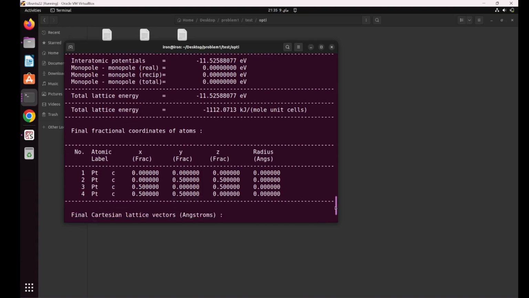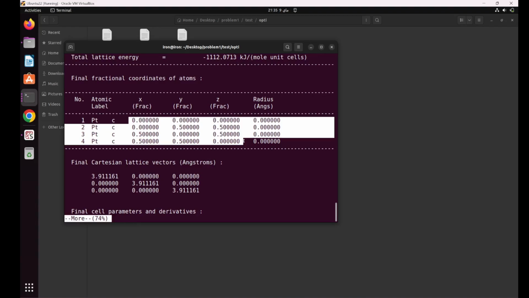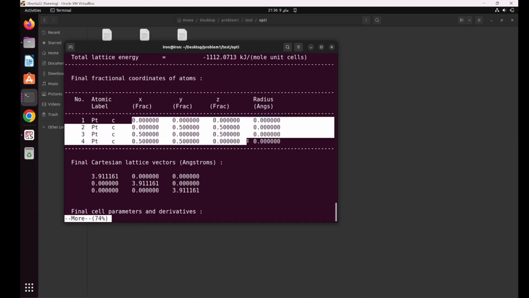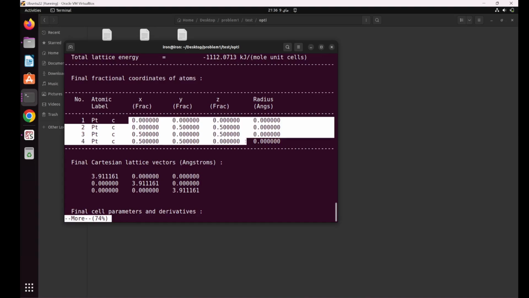But let's see some other observations in the output file. One thing to notice is that the fractional coordinates didn't change. And this is something very useful about using fractional coordinates. Since the symmetry is still the same, we are talking about cubic FCC structure, the fractional coordinates of the atoms will remain the same as long as we maintain the same symmetry. The only thing that has changed is the length of the unit cell. So as long as you didn't change the symmetry, the fractional coordinates will remain the same. That gives them some advantage.